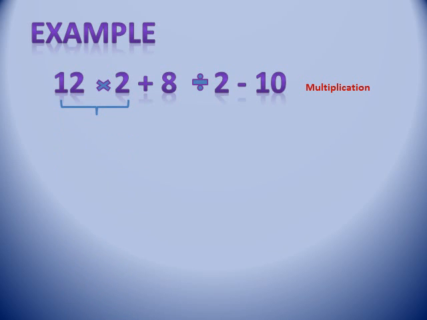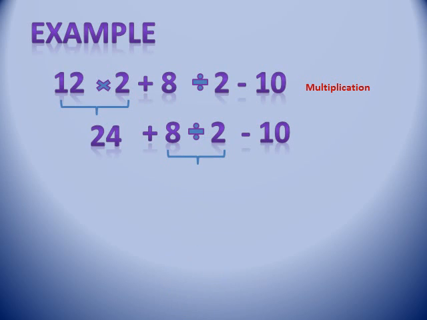Okay, from this expression, let's look at which two numbers involve multiplication. We can see that it's 12 times 2. So we get that answer: 12 times 2 equals 24, and let's bring down the rest of the expression. The next operation will be division, right? So again, let's look for the numbers that involve division. As you can see, I put a brace under it, 8 divided by 2. So let's do division for that. What's 8 divided by 2? We know that it's 4. And let's bring down the rest of the numbers that we have not done any operation with.